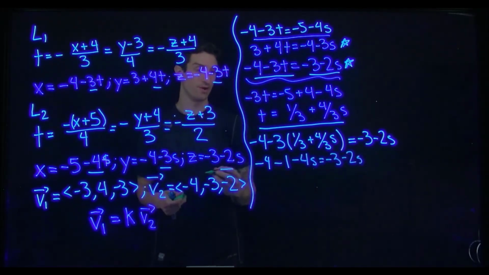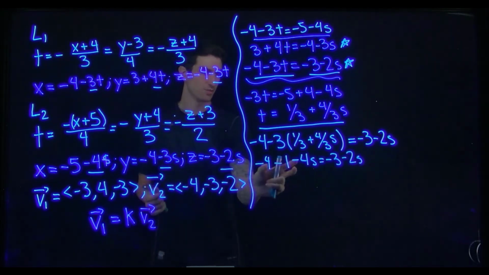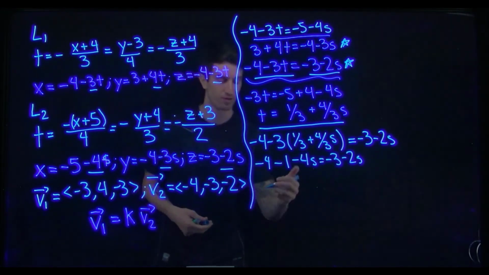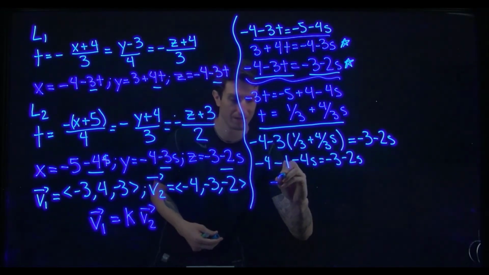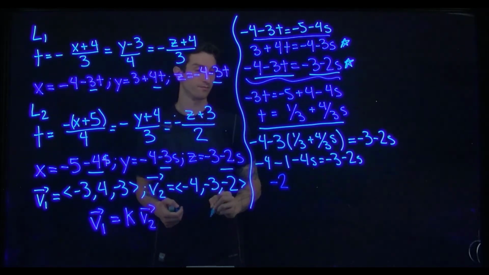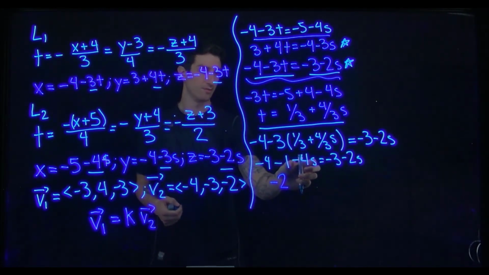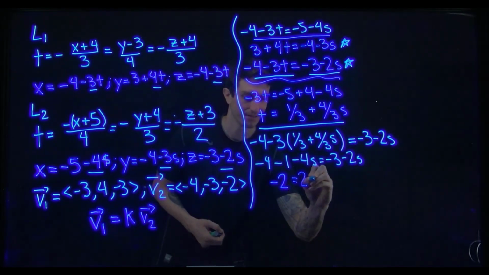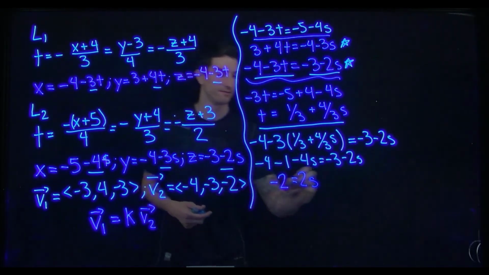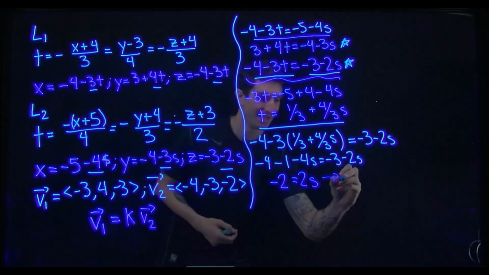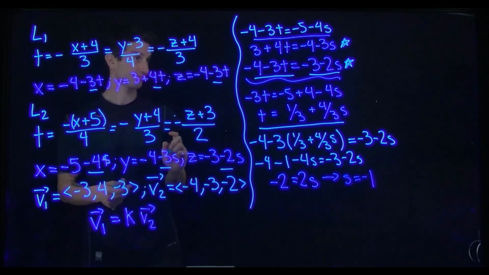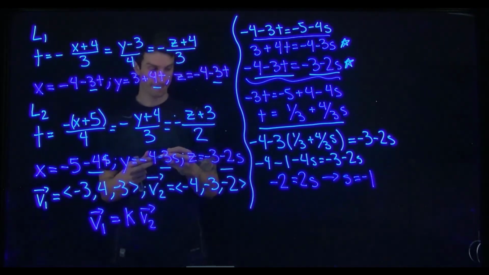Now we want to solve for s's, move all the s's to one side, move everything else to the other side. So we have negative 5, we'll move this one this way. Negative 5 plus 3, we end up with negative 2. And if we move the 4s to the other side, we'll have positive 2s, which means s is equal to negative 1. Okay? So we're part of the way there.